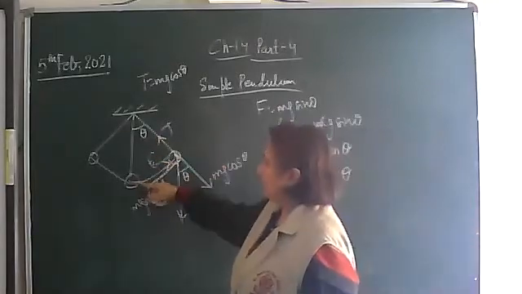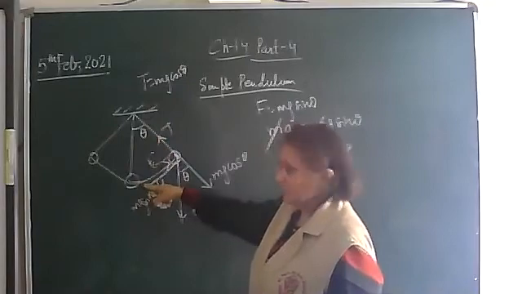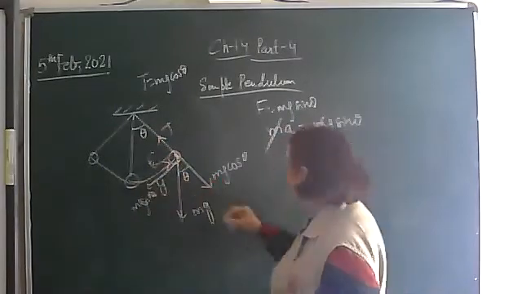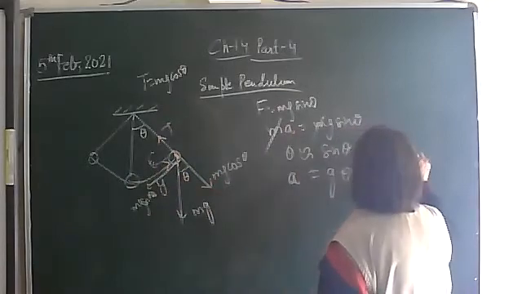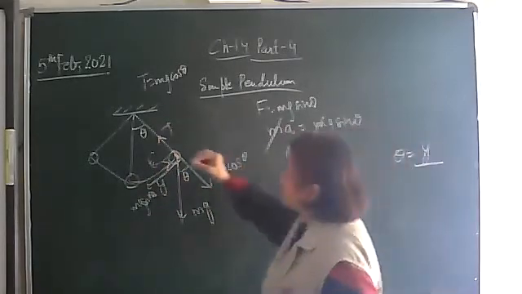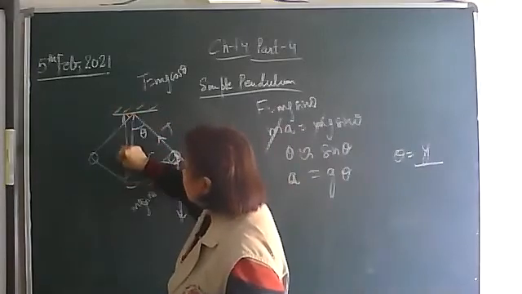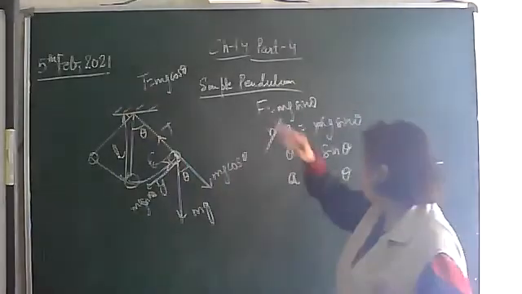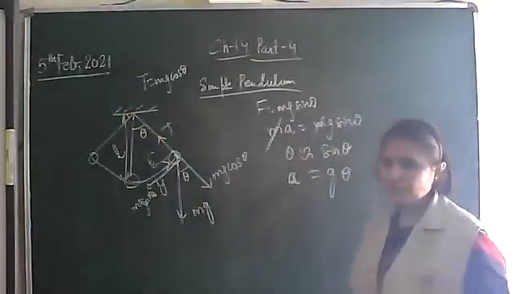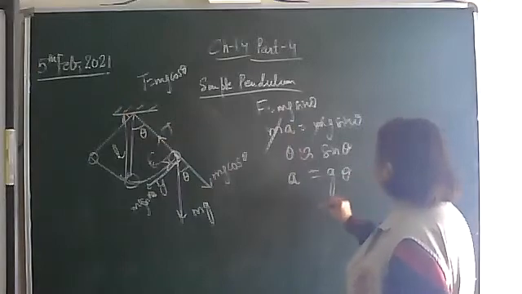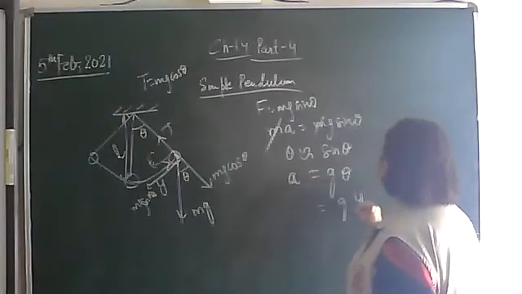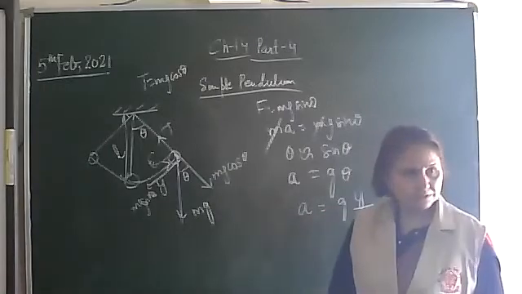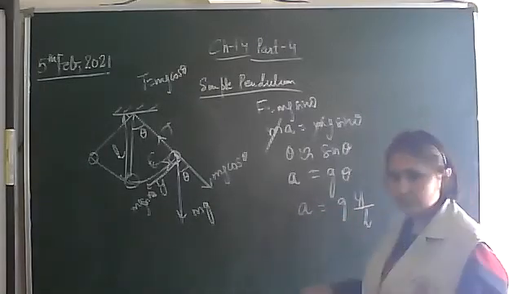Find out theta from here: arc upon radius. Arc is how much? Displacement, y. Upon radius. Radius is what? The length of the pendulum, so this is equal to L. So substituting it over here, acceleration is equal to g times y upon L. This acceleration is equal to this much.